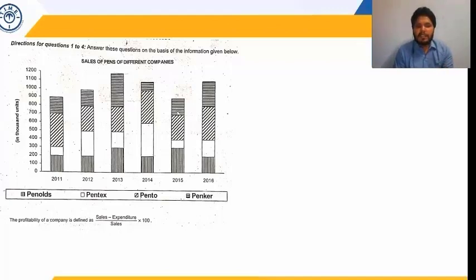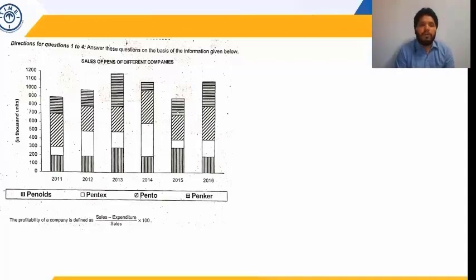Pentex, the Pentex square is starting from 200 and going up till 300. So whatever the difference between those two values, 300 and 200, is going to be the sales of Pentex in that year. So sales of Pentex is going to be 300 minus 200, which is 100. So the sales of Pentex here is 100 in the year 2011, and the sales of Penoids is going to be 200 in the year 2011.